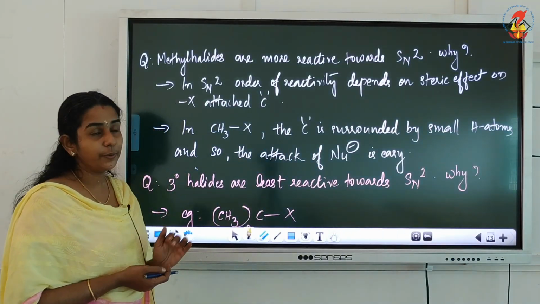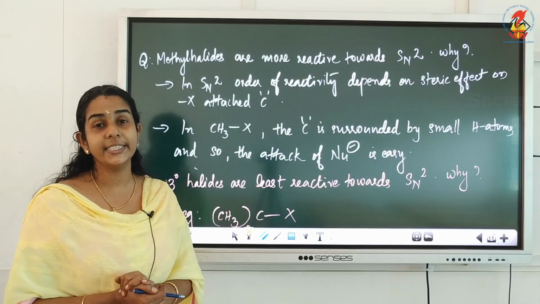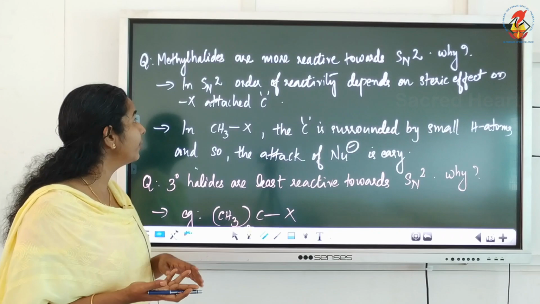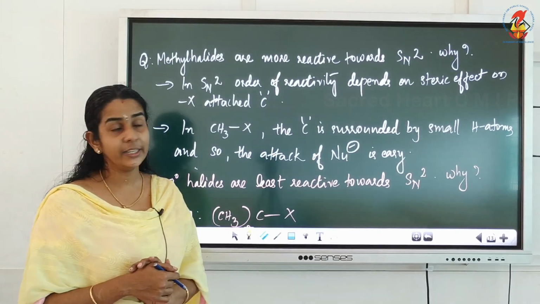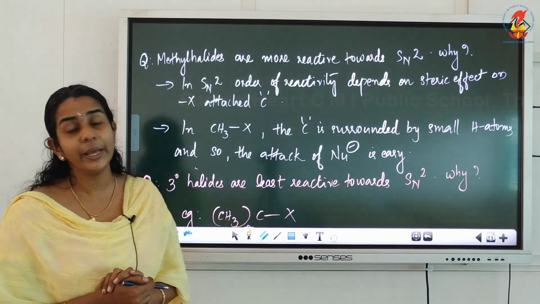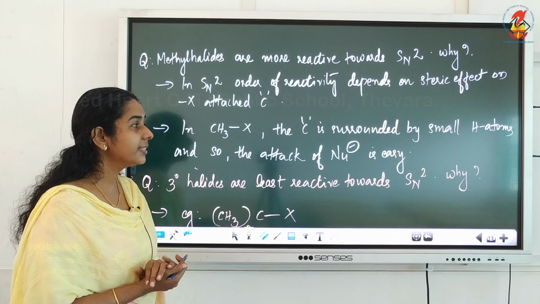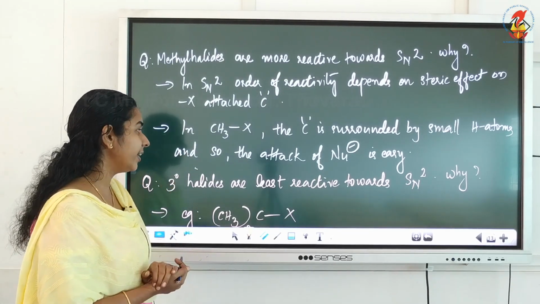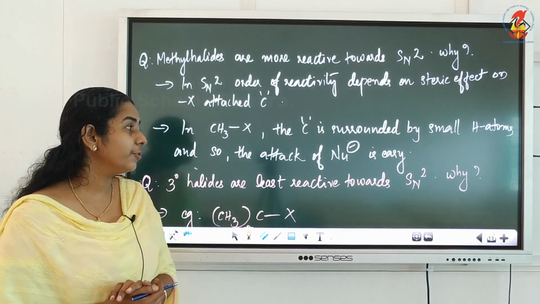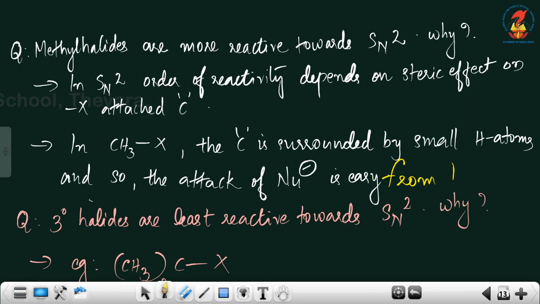Now, there is one question, methyl halides are more reactive towards SN2. Why? Now, the answer is clear to you. In SN2, we know that the order of reactivity depends on steric effect on or near to X attached carbon. So, in methyl halides, the carbon is surrounded by small hydrogen atoms. And so, the attack of nucleophile is very easy. From which side? From back side.